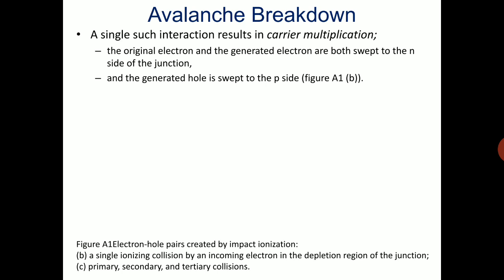We'll try to understand the primary collision, the secondary collision, and the tertiary collision. Before that, we shall try to understand a single ion collision. We took this in module 1, but we'll draw it again, and this will become an exercise. Now we are constructing a p-n junction where the minority charge carriers are generating electron hole pairs, and we can see the collision process also. The figure name we'll give is: a single ionizing collision by an incoming electron in the depletion region of the junction.